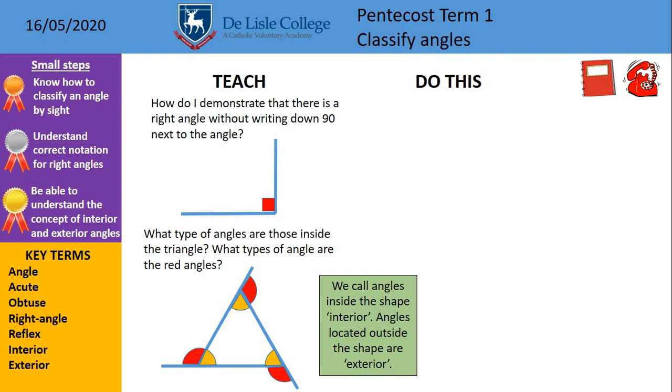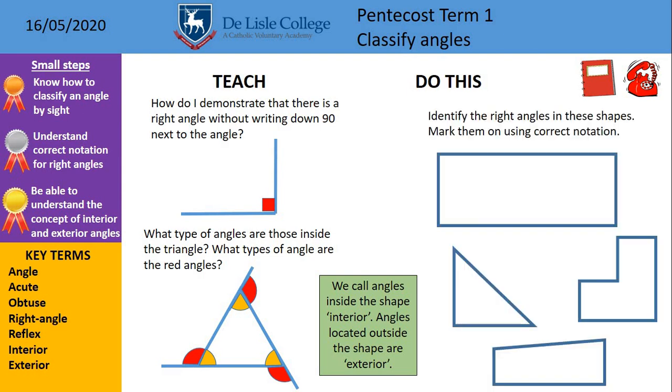So we call the angles inside a shape interior, the orange ones. Angles located on the outside of the shape are exterior, the red ones. Okay, make sure you've got that written down in your book with that example. Use your highlighters, make that very clear, the difference between the interior and the exterior.